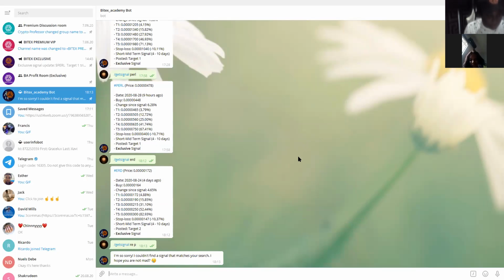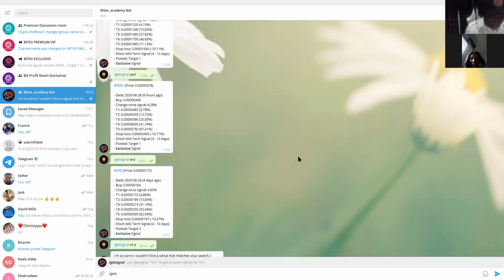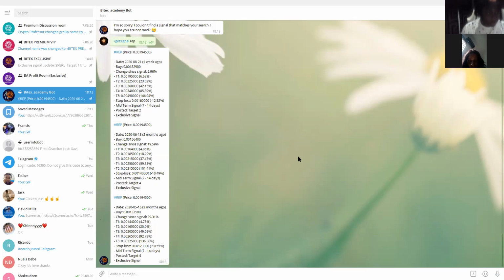Which mistake did I make? I put a space and joined the coin with it. There's a space in between, and I was supposed to do it like this. Now, what did you see? A lot of information on this coin. So now I'm telling you the reason that I created this bot: it gives a lot of information.